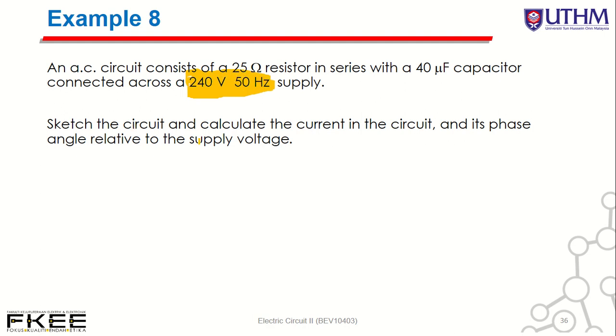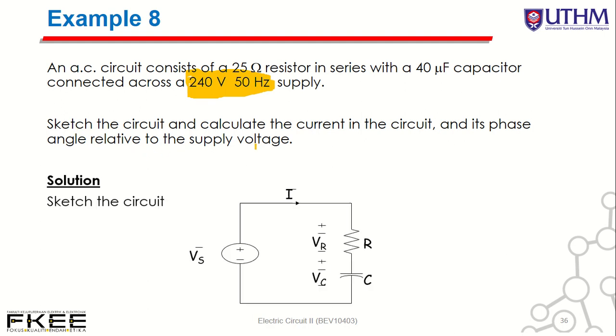Okay, so sketch the circuit and calculate the current in the circuit and its phase angle relative to the supply voltage. Okay, sketch the circuit first. We have a Vs connected in series with R and C. Okay, phasor domain. So first of all, for the source given 240 volt 50 Hz, you need to determine the peak value. What is the peak value of this source?